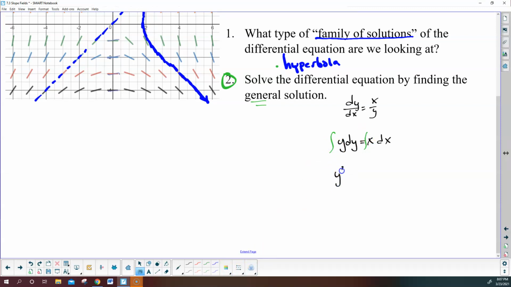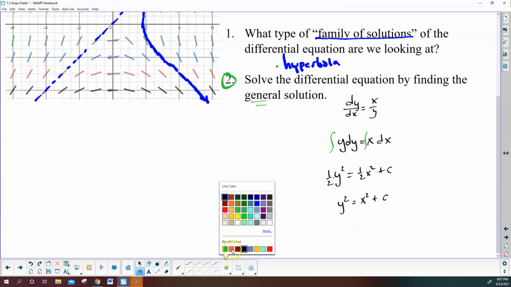So we get y squared, but I'm going to put a 1/2 out in front, get 1/2 x squared plus c. And then since we're just looking for the general equation, you could stop here, but we want to get practice solving for y. So I'm going to times both sides by 2 to get rid of the 1/2, and that will leave me with an x squared. And then remember, the c kind of absorbs that. The c stands for any constant, so if I times it by 2, it's still a constant.